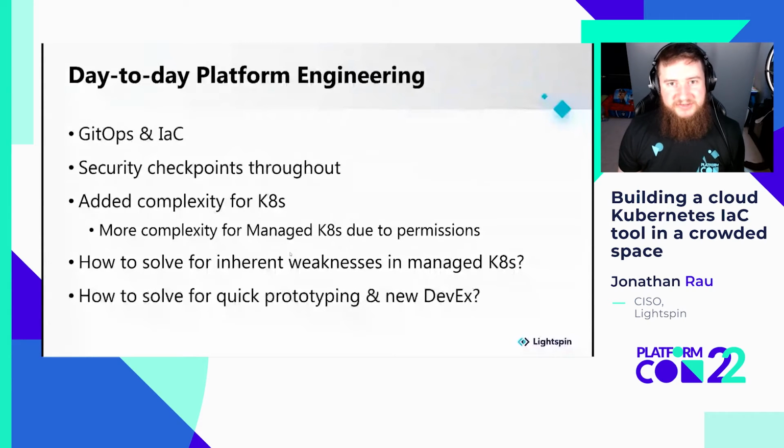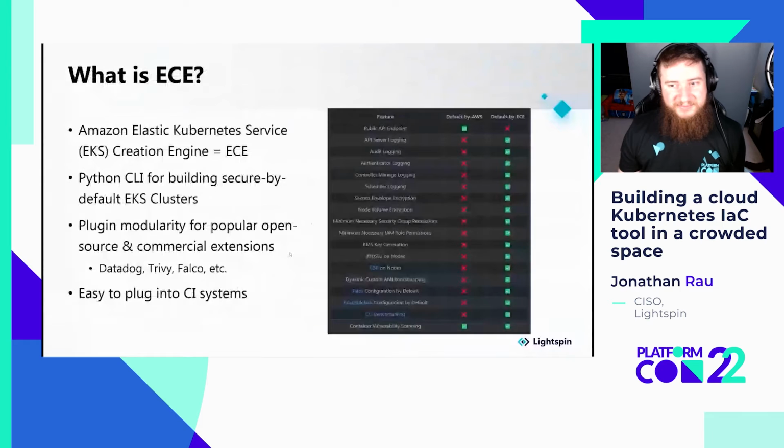So there on the right is kind of our little cheeky graph about default by AWS, default by ECE. From the GitHub repo, and you can find it under EKS Creation Engine. So that's ECE. It's a Python-based CLI. I wrote the thing. I had help, but most of the code is mine, so it's kind of bad, like how classes and stuff are managed.